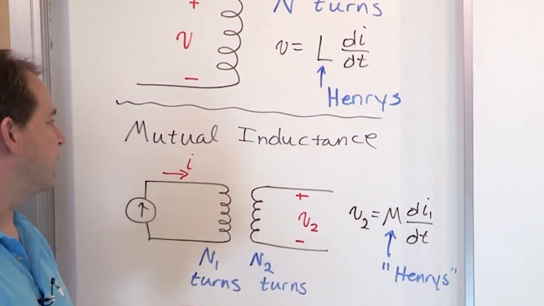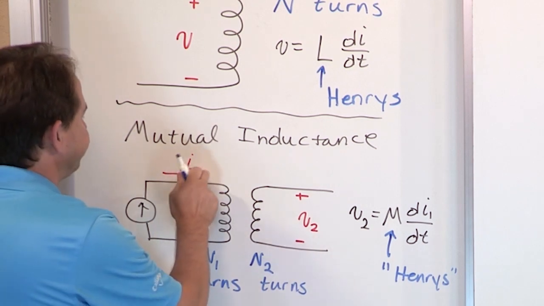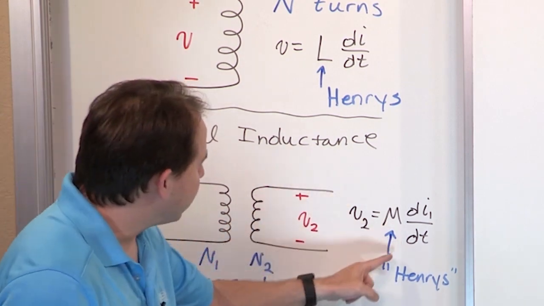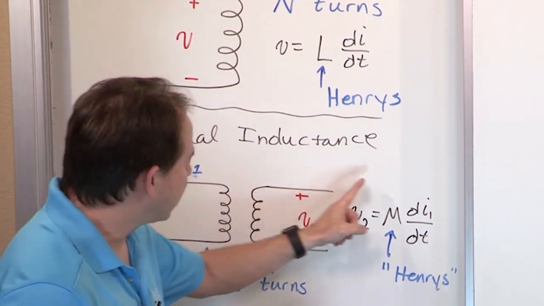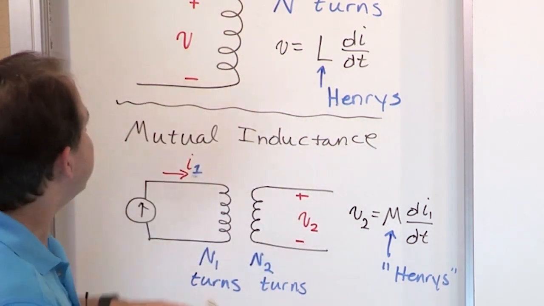but it's the current in the first coil. I guess I should put this as I sub 1. And so you have a voltage drop and there'll be a current circulating through. If I put a load here, there would be a current circulating through that as a result of this. So you can see the symmetry in the two equations.